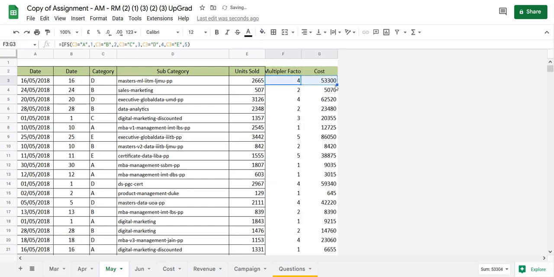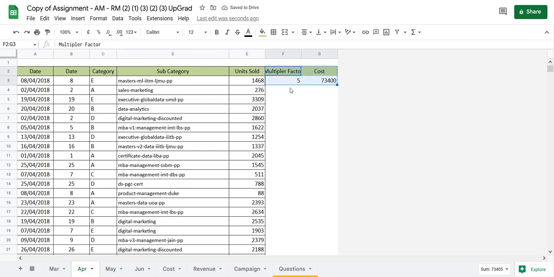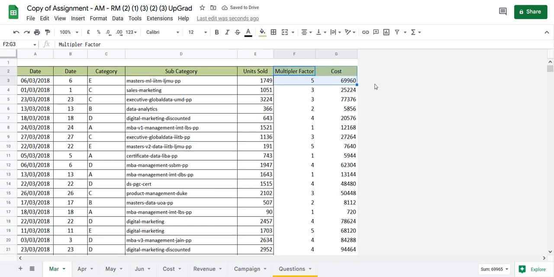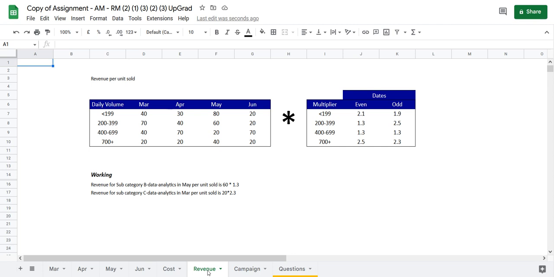Similarly, we will do autofill for these 3 months. Okay, so we got the cost for each and every month. The next thing is we have to find out revenue. Now for finding out revenue for each and every month, the most important thing is this one, the multiplier factor.